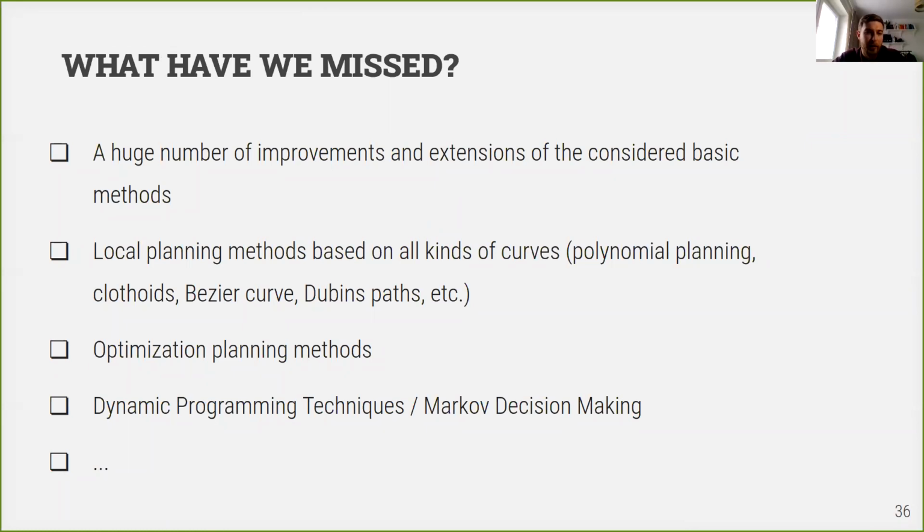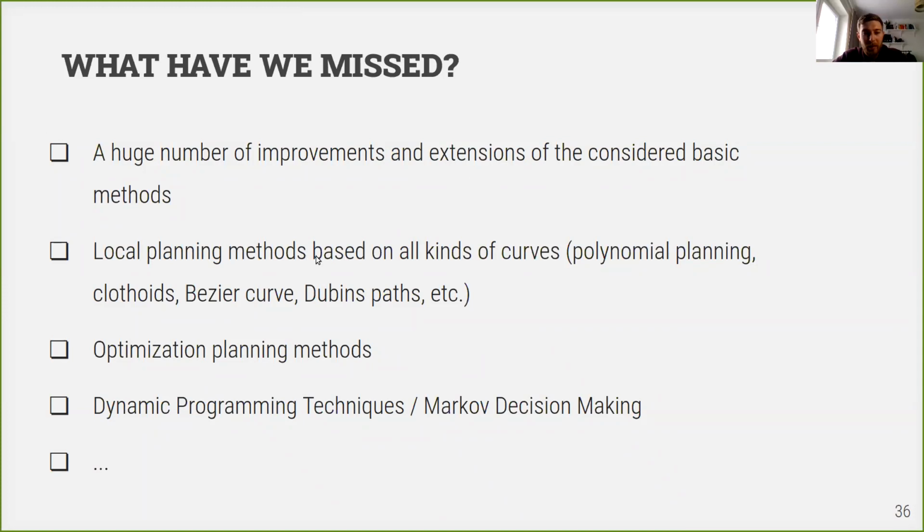What have we missed? We actually missed a lot because path planning is a huge topic. There are thousands of articles written every year. So it is not a closed problem. There is still much research ongoing on path planning. So there are a huge number of improvements and extensions to the basic methods we discussed. As we said, there are thousands of modifications of A star, of rapidly exploring random trees, of potential field method. There are many modifications, and every year papers are written on that.